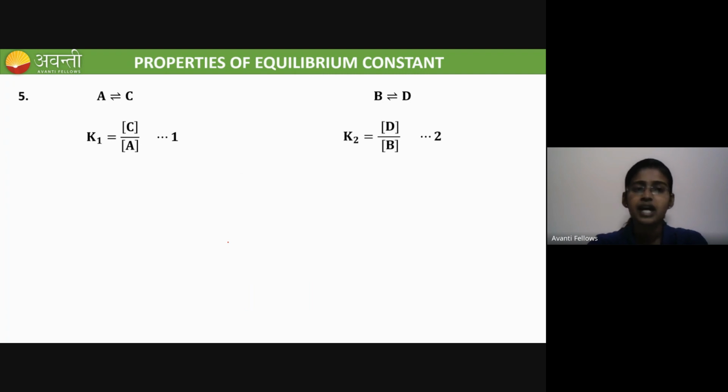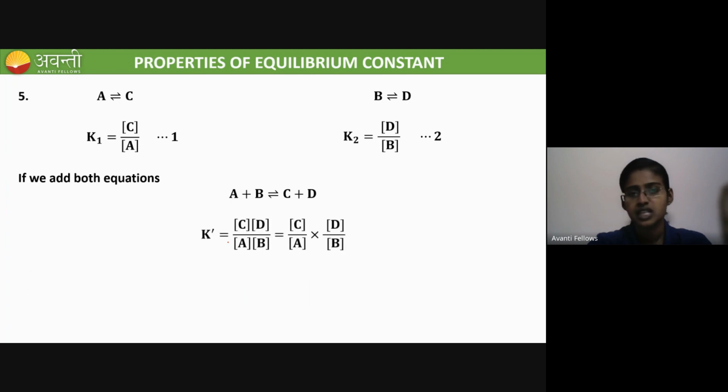If we add both equations, we will get A plus B giving C plus D. Then K dash can be written like this. C by A is nothing but K1 and D by B is nothing but K2.